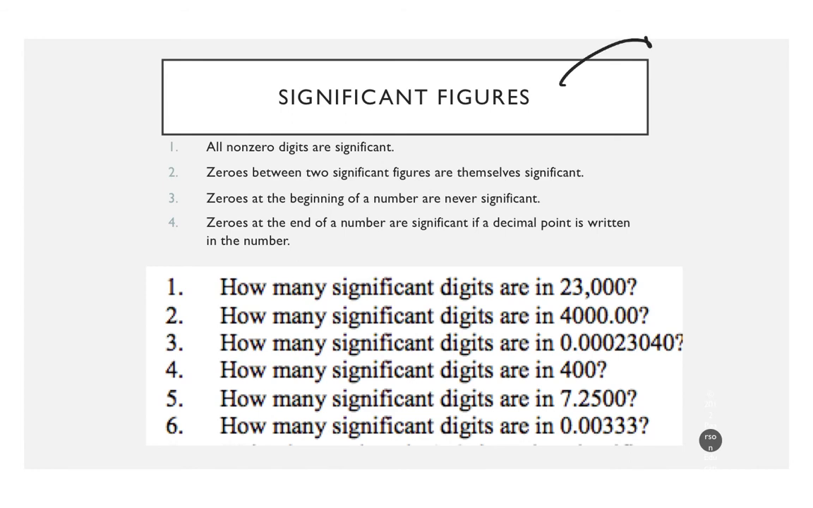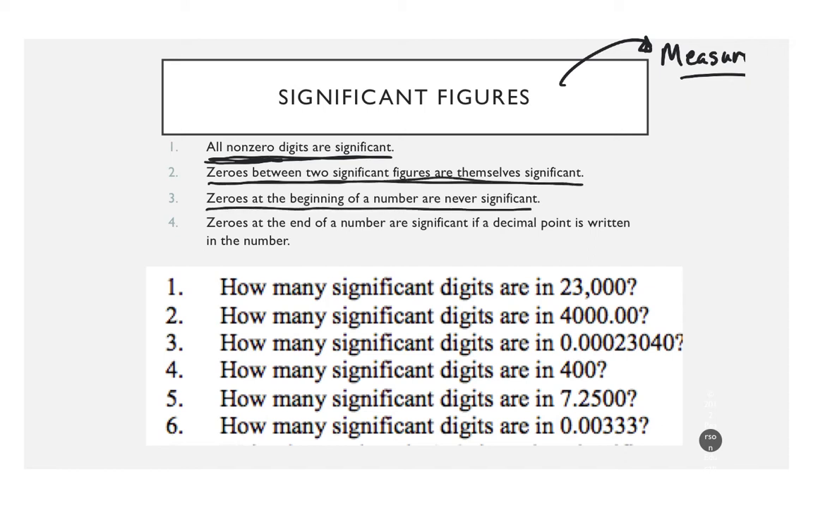Again, significant figures refers to values that are measured, not counted. So if we have 5 ducks, that's a counted value, not a measured value. This is measured with instruments. So here are the rules for significant figures. First of all, non-zero digits are significant. Zeros between two significant figures are significant. Zeros at the beginning of a number are never significant, and zeros at the end of a number are significant if a decimal point is written in the number.